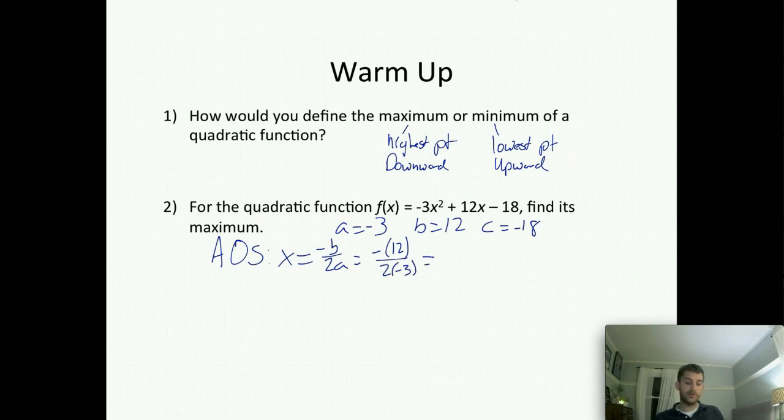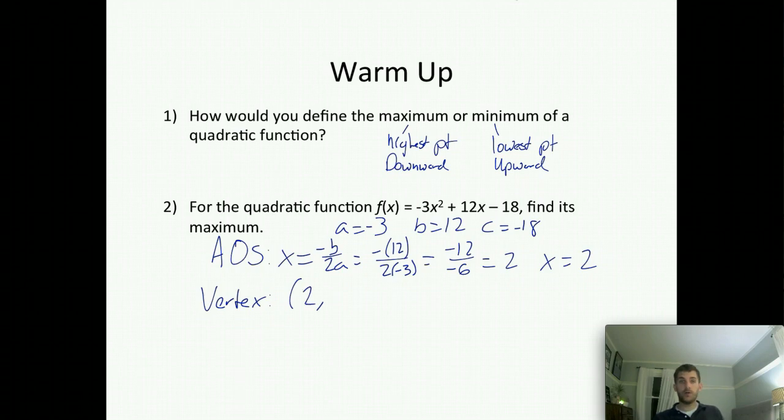Up top, negative 12 is, well, negative 12. 2 times negative 3 gives us negative 6. Negative 12 divided by negative 6 gives us a grand total of 2. So our axis of symmetry is the line x equals 2. For our vertex, because our vertex is either going to be the maximum or minimum, in this case it's going to be the maximum because it opens downward, the x coordinate we already know, it's 2.